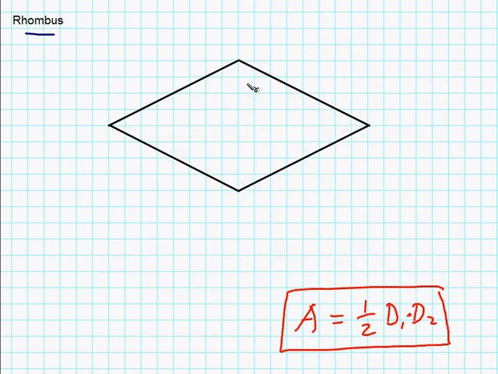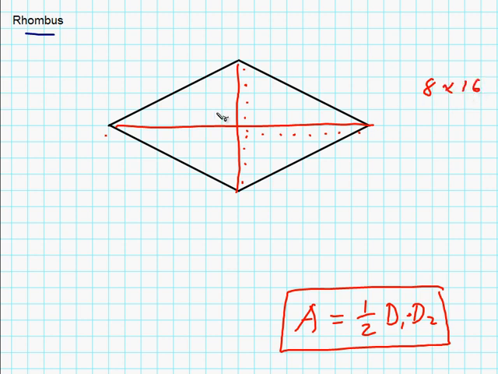Okay. Let's just say you have this shape and a ruler. And so if I measure this, I have 1, 2, 3, 4, 5, 6, 7, 8. And this is 1, 2, 3, 4, 5, 6, 7, 8. And so this is 16. So this is 8 by 16. If you remember the formula, just go 8 times 16 divided by 2. Well, half of 16 is 8. This would come out 64, wouldn't it?